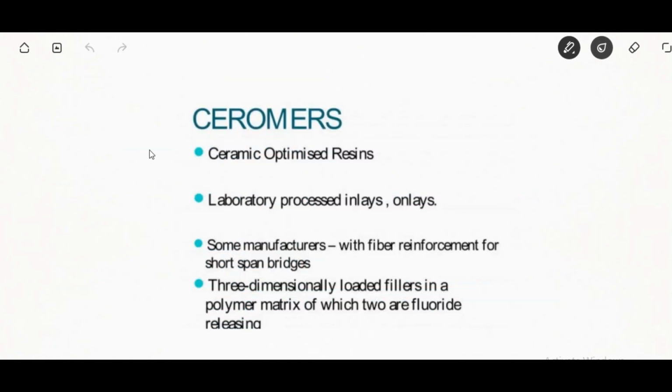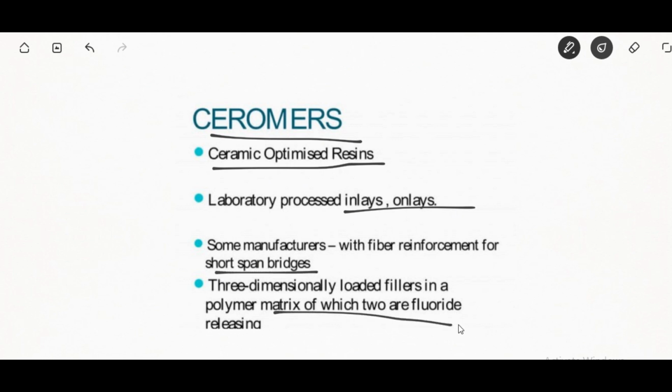Ceromers, they are ceramic optimized resins. They are processed as inlay or onlay or used as short span bridges. So they have three-dimensional loaded fillers in a polymer matrix of which two are fluoride releasing. They contain barium glass, spheroidal mixed oxide, ytterbium trifluoride, and silicon dioxide in bis-GMA.